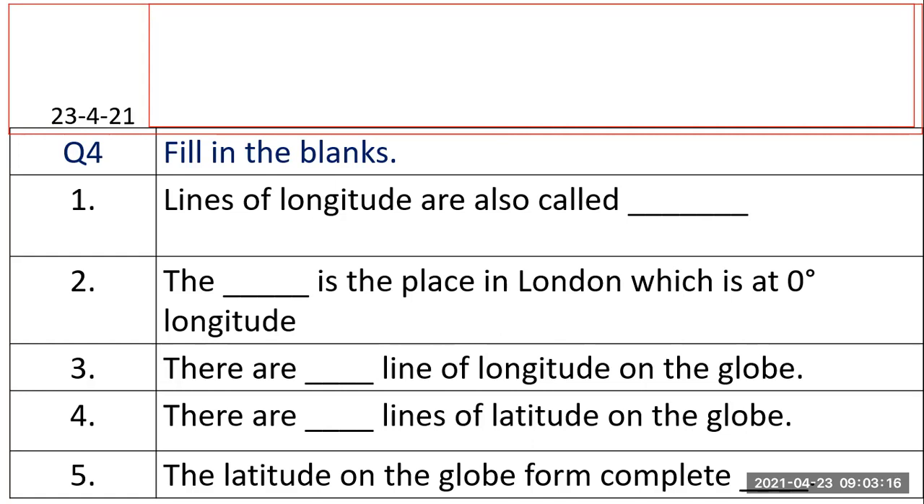Is it simple? Yes, that is simple. The dash is a place in London which is at 0° longitude. Now copy down this and write the answer. The third blank would be there are dash lines of longitude on the globe. So you need to write the number over here.